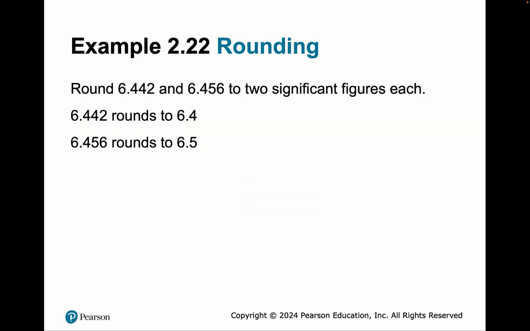So rounding, if you don't know how to round things: if it's 5 or higher, you round up. If it's 4 or lower, you round down. So if you want 6.442 to 2 sig figs, that's going to round down, and then 6.456 you round up, because the digit is 5 or higher.